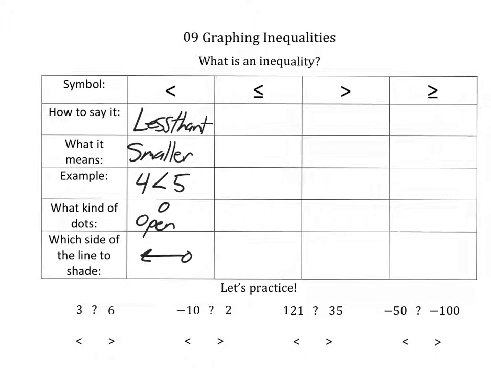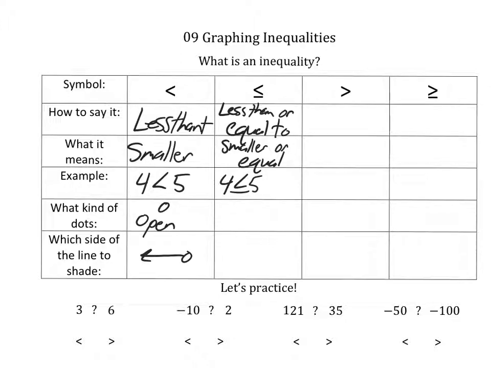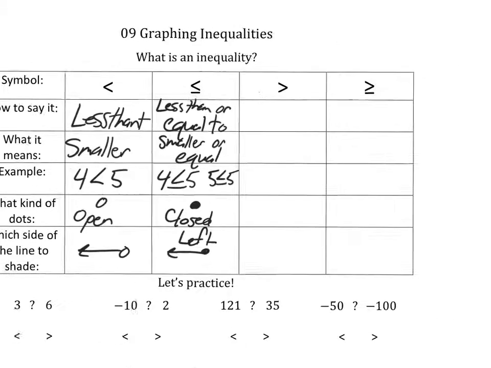The next one, it's a less than sign, but it has a line on the bottom. That means that we're going to call it less than or equal to. So it is smaller or equal. So an example could be 4 is less than or equal to 5, or I could say 5 is less than or equal to 5. For this kind of line on a number line, you would do a closed dot. And if I had the dot, I would shade on the left side again. So less than is always on the left.